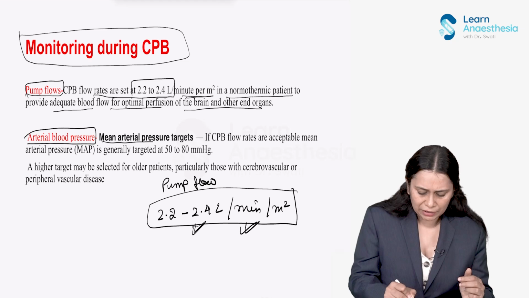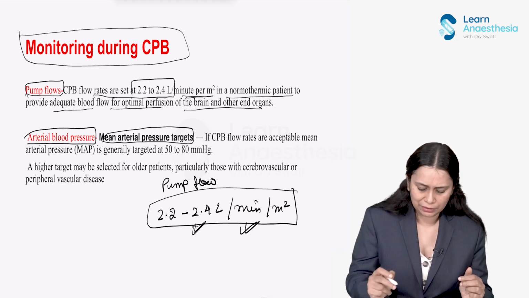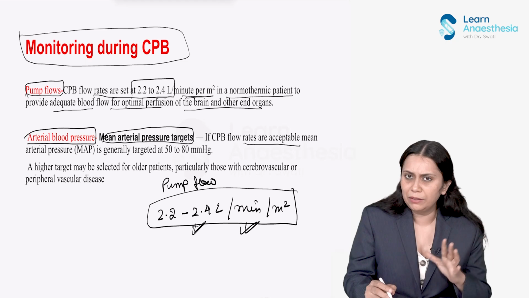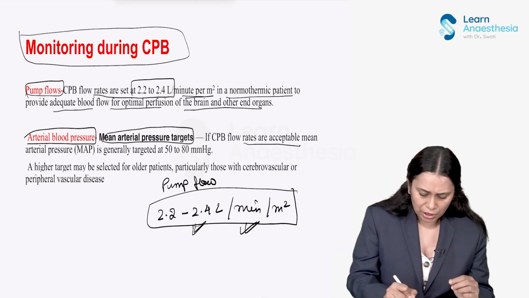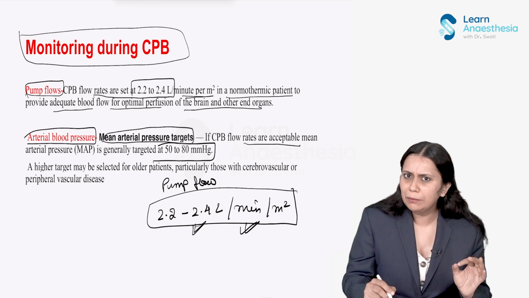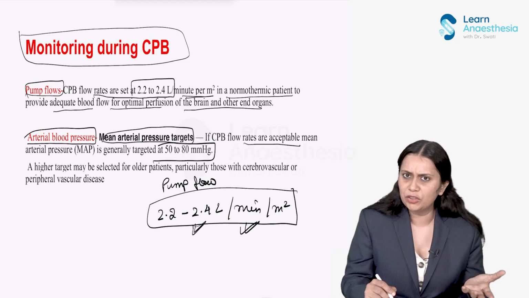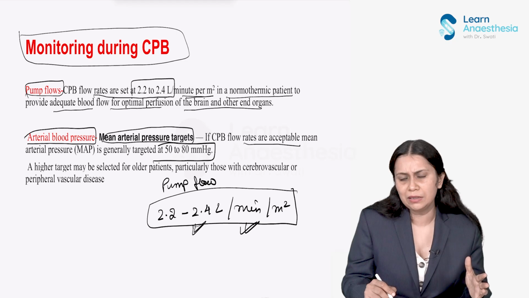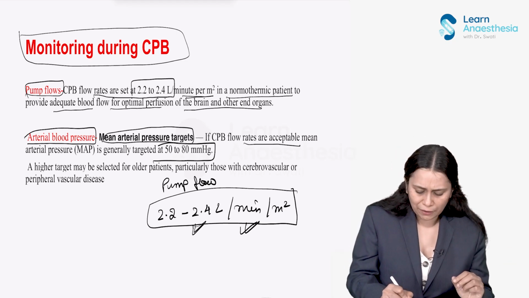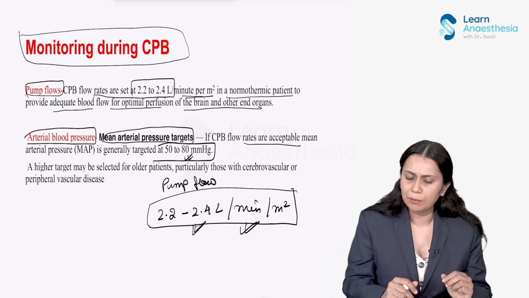So mean arterial pressure target during this, if acceptable, is between 50 to 80 mm of Hg. It should generally be targeted between 50 to 80 mm of Hg. We keep it more than 65 mm of Hg in a normal patient. In patients with cerebrovascular disease, we keep it a little higher. So the range is, we have to keep it between 50 to 80 mm of Hg.